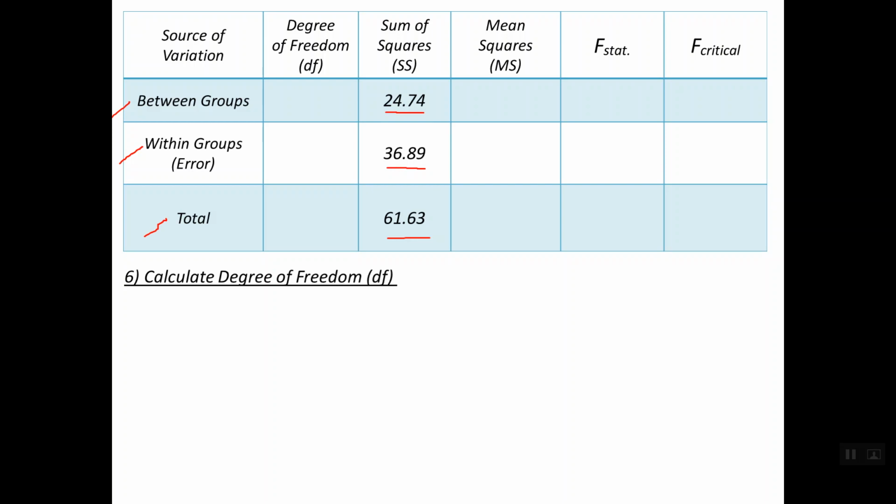As we know regarding the one-way ANOVA table, the contents for this table are the source of variation, and we have two sources for the variation. The first one is between groups or between treatments, and the other one is within groups, which is considered the error.